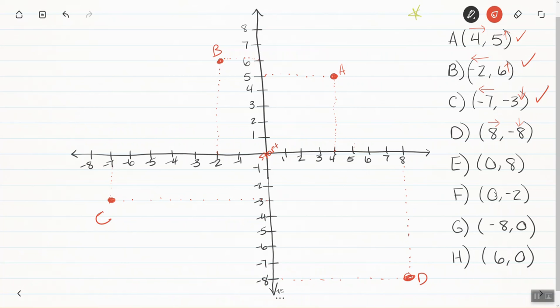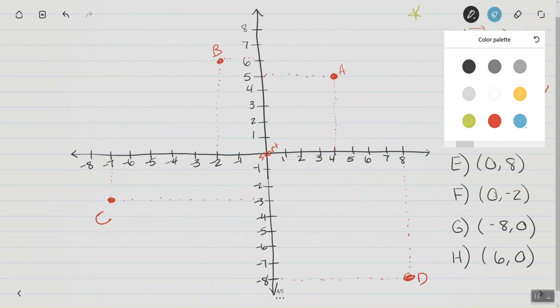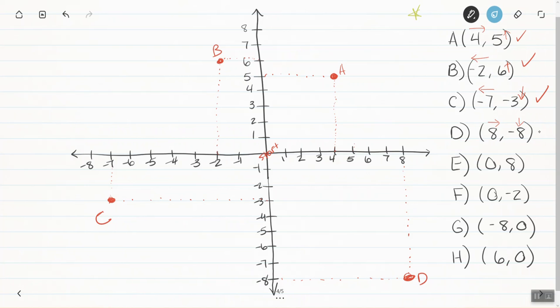Now E is a tricky one, and I'm actually going to change the color because these ones are a little bit different. So you can see that they have zeros in them for the next few. So for the first one, I'm starting at 0, so I don't go anywhere side to side, but my vertical is going to be 8. So I stay just on the line, and I go straight up to 8, and that's going to be point E. Same thing for F. I don't go anywhere side to side, but I have to go down to 2 for F.